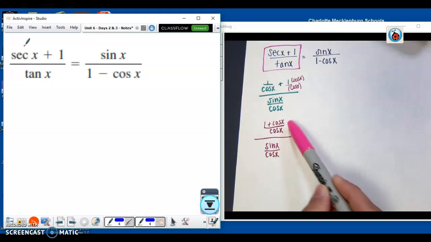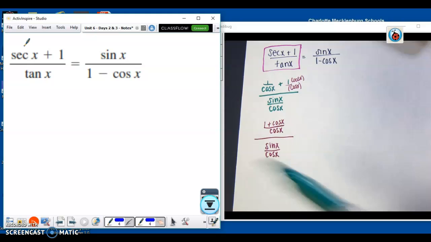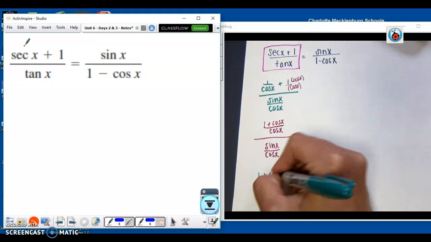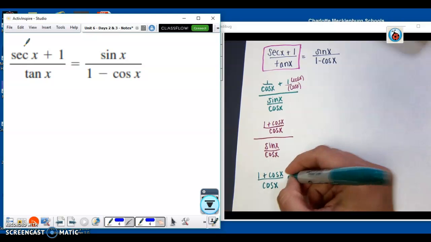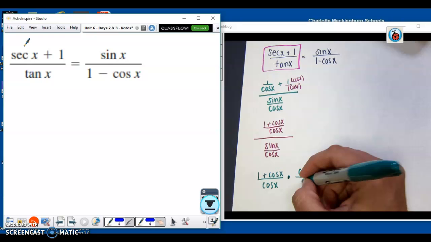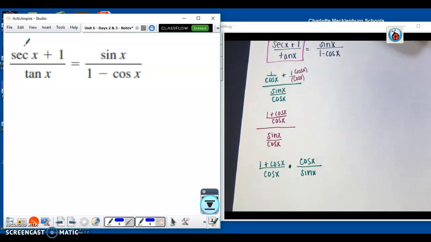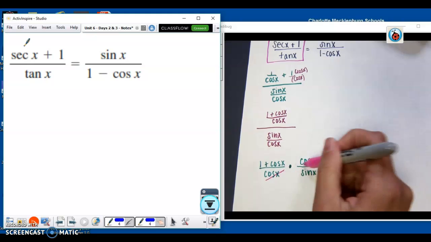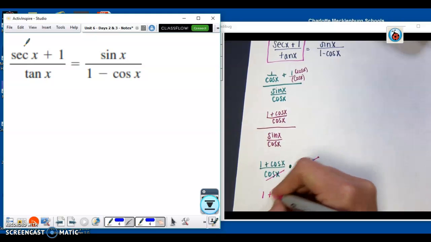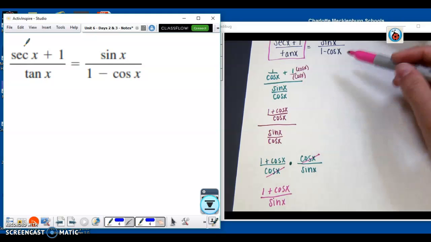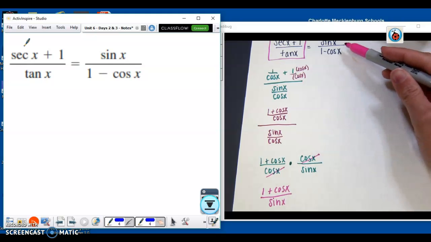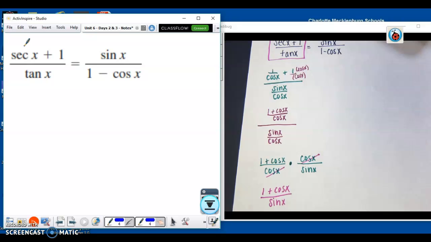And then we still have sine x over cosine x in the denominator. So because I have a fraction divided by a fraction, I'm going to do same change flip. So keep the top the same, change it to multiplication, and then flip. So because we have cosine x in the numerator and denominator, those can cancel. So we're left with 1 plus cosine x over sine x. Okay? So take a look. This is what we have. This is what we're trying to get. Sine x over 1 minus cosine x.